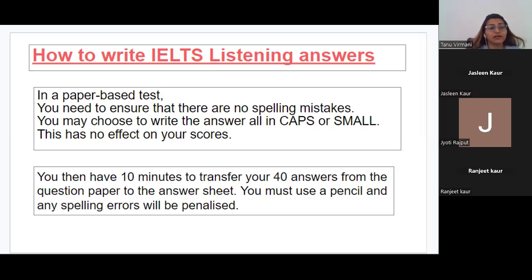Now suppose you're writing this spelling, this right. Okay, you're writing this right, but you forgot this E. So you will not get marks. So make sure you always check your spelling errors.